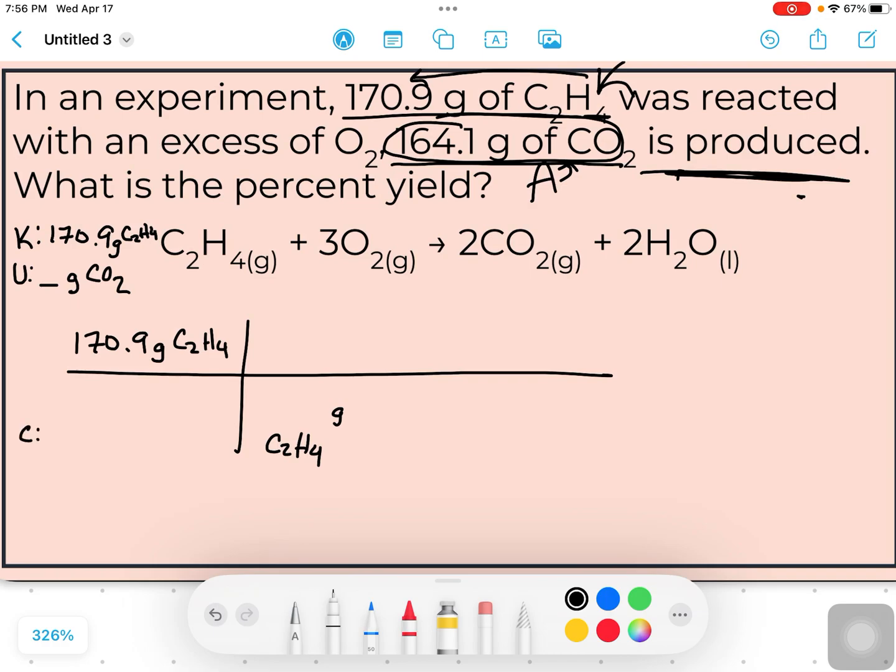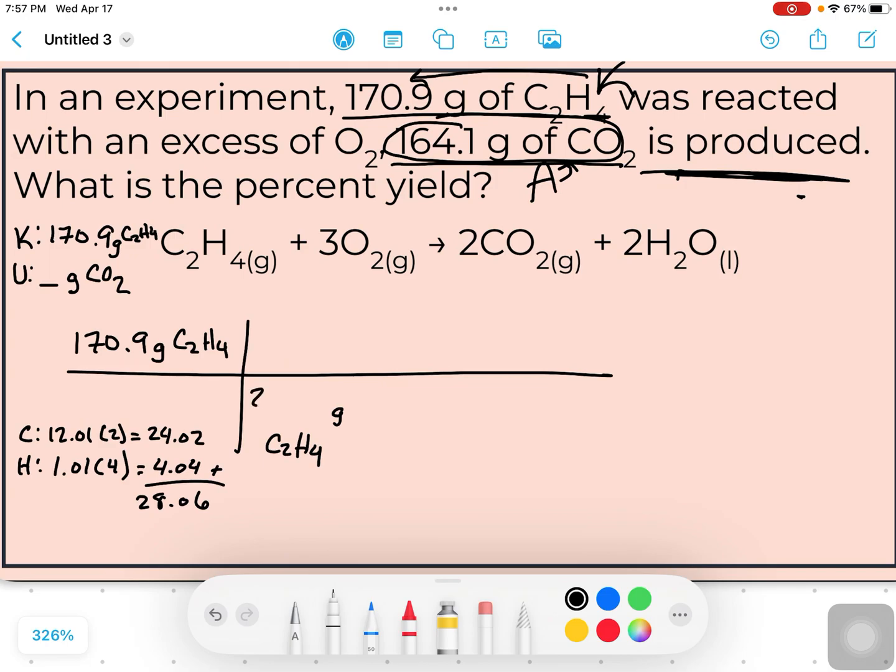So, carbon is 12.01 from our periodic table. And there are 2 of them in the compound. So you multiply that by 2, you get 24.02. Hydrogen is 1.01 times 4, because there's 4 of them in the compound, you get 4.04. Add those up, you should get 28.06.